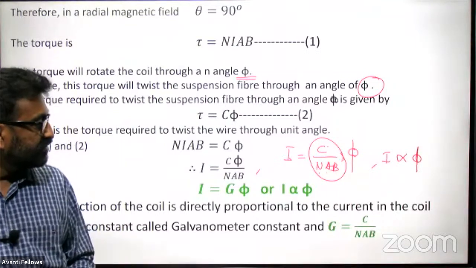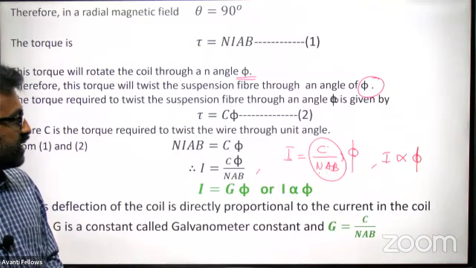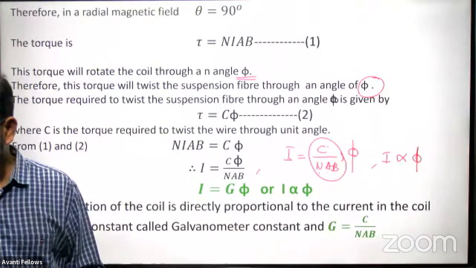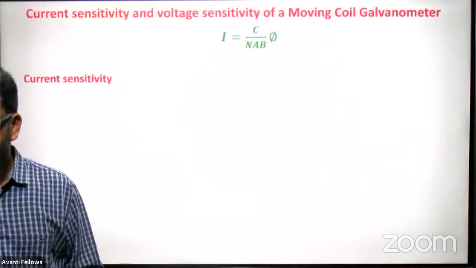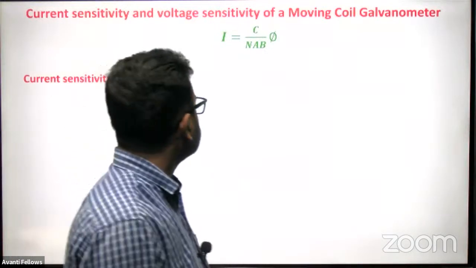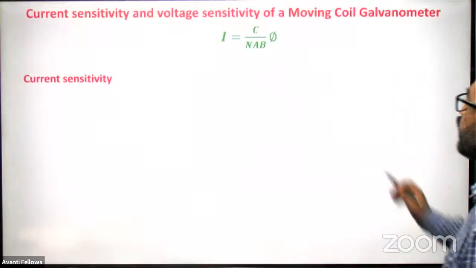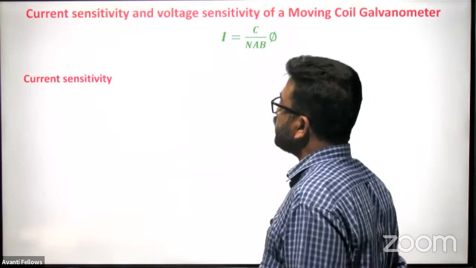G is called the galvanometer constant. The value of G equals C by NAB. Now the current sensitivity of a moving coil galvanometer, deflection per unit current, is given by the relation I is equal to C by NAB multiplied by phi.